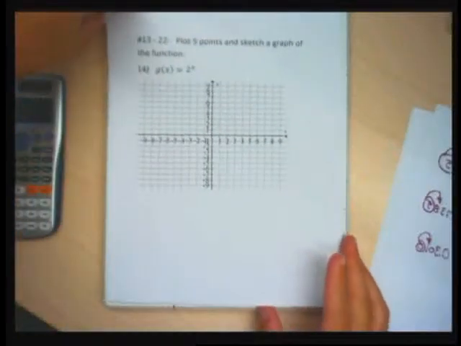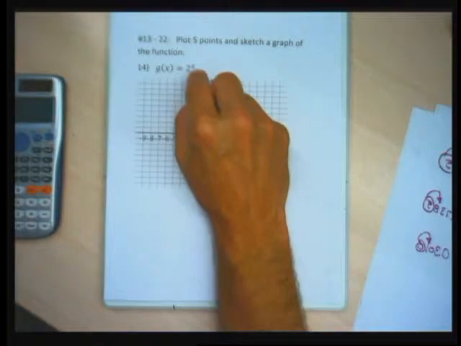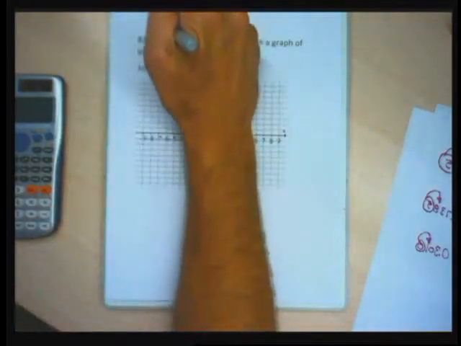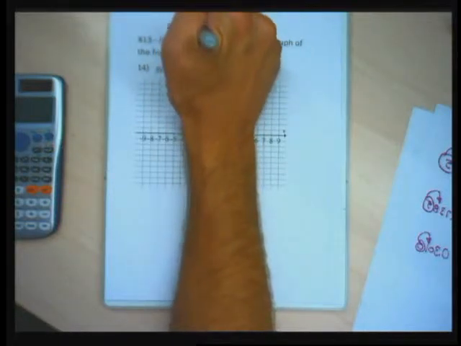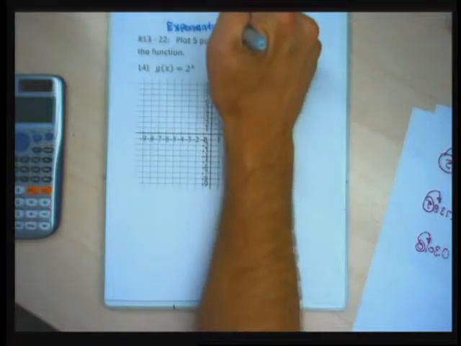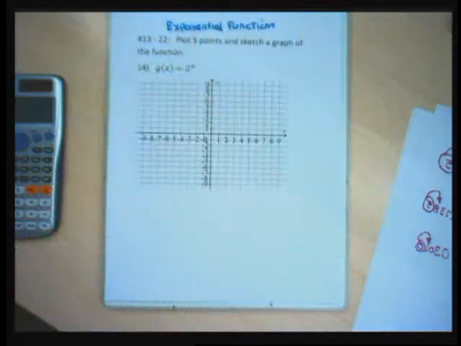The next few problems are graphing problems. I call these graphing exponential functions. They're exponential functions because the x is in the exponent. So I call these exponential. Anytime an x is in an exponent, you have an exponential problem. I'll call this a function because the graph is going to pass the vertical line test.